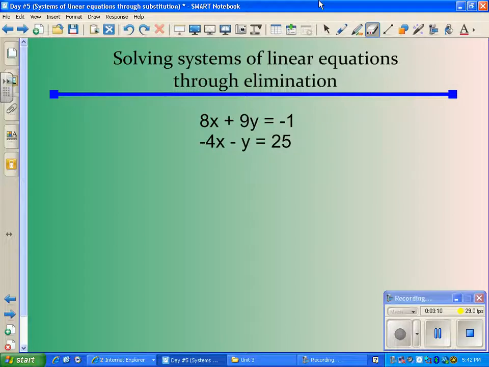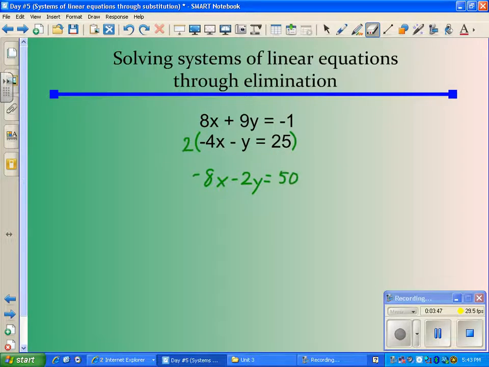Okay. Well, we have to do something with either the top equation or the bottom equation, or both, so that either the x's or the y's cancel out. So, for example, if we want to get rid of the x's, what would eliminate a positive 8x? It would be a negative 8x. So what can I do to a negative 4 to make it negative 8? We can multiply it by 2. So everything across would be multiplied by 2. Alright, so 2 times a negative 4x gives us negative 8x. 2 times a negative y gives us negative 2y. And 2 times 25 gives us 50.